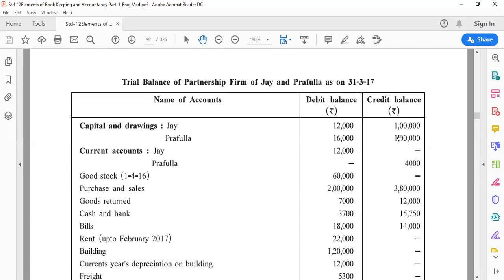So this capital goes to where? Balance sheet liability side. Drawing current account debit side, current account of Jay debit side as debit balance is given, and Prafula has credit balance, so it goes to credit side of the current account in the column of Prafula.